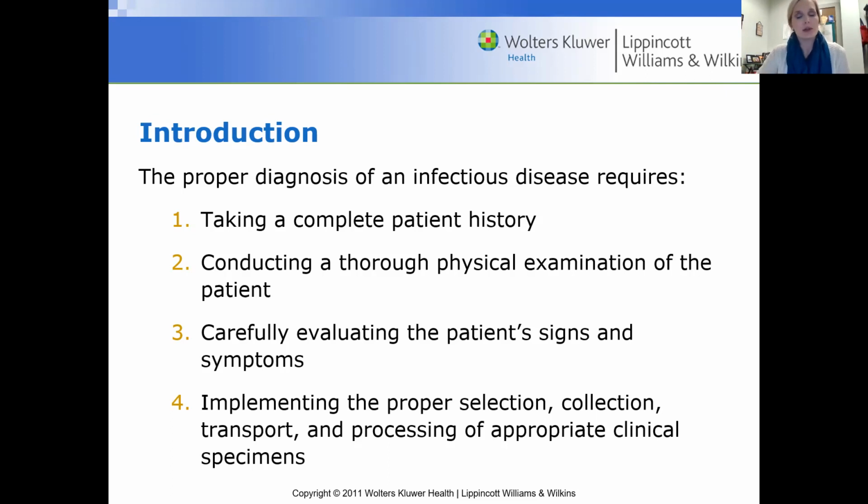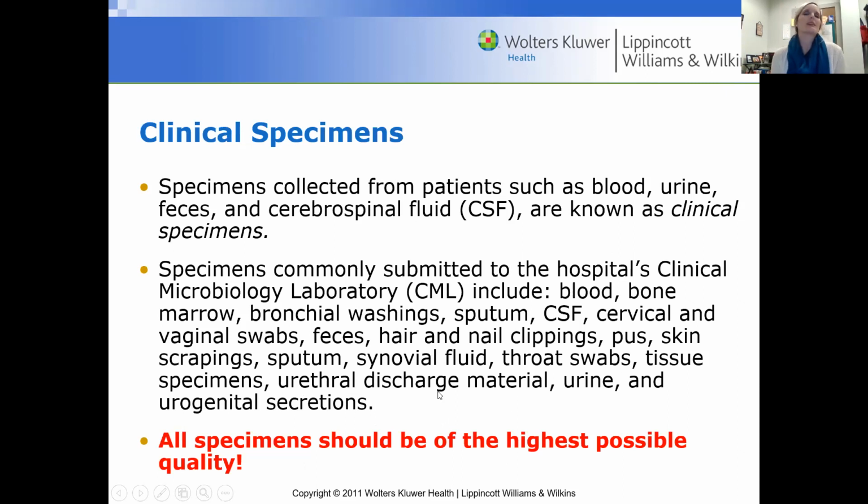And then again, we implement the proper selection, collection, transport, and processing of these appropriate clinical specimens. So what is a clinical specimen? A specimen collected from the patient, such as blood, urine, feces, cerebrospinal fluid, these are all known as clinical specimens. Those are just your most common. But there's actually a very wide range of clinical specimens that we can collect from patients to help us figure out what is happening with the patient.